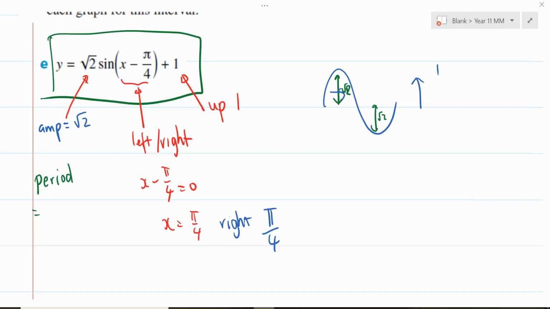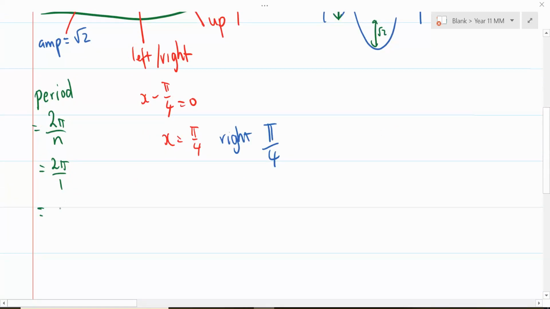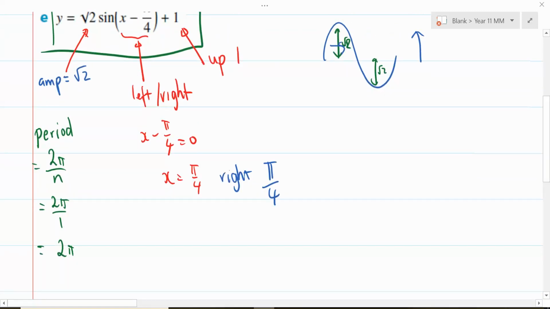No, it's not. Remember the number that it's 2 pi on n. Now I always said n is the coefficient, the number times to x. What's the number times to x right now, Will? 1. It's 2 pi on 1. Goes back to exercise 14G.